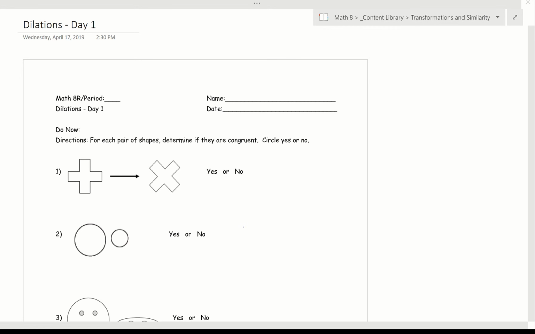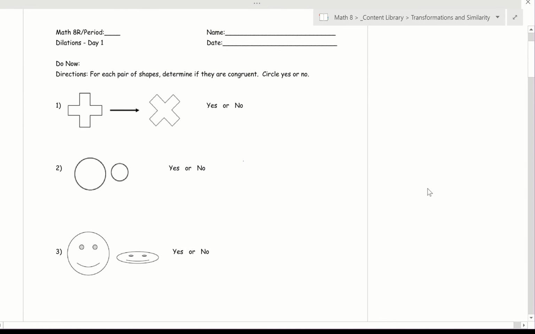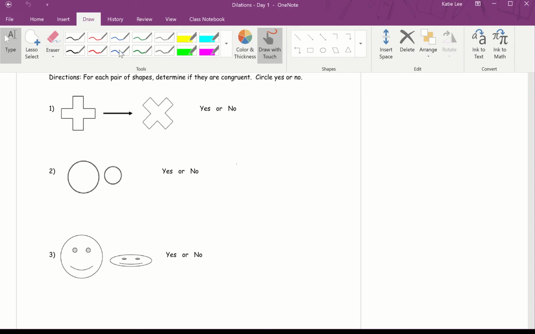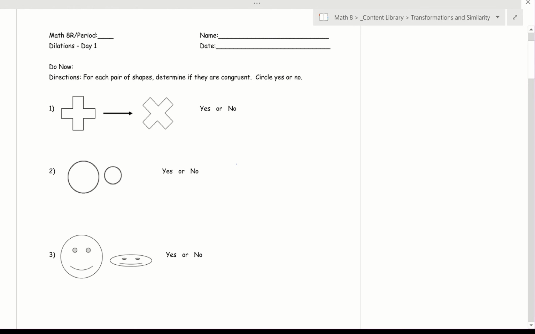Okay, my dear, so we're going to do dilations day 1. If you take out your packet, or you can go to OneNote if you left it at school. Dilations day 1 says, for each pair of shapes, determine if they are congruent. Circle yes or no. You can pause here and fill out your do now, or if you want, you can just follow along with me because I'm going to get into it.